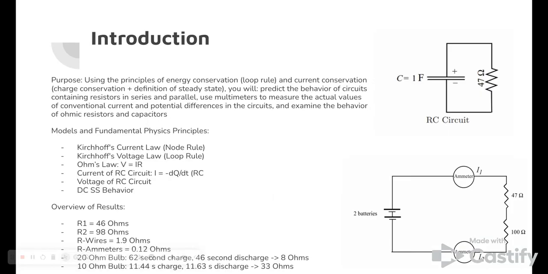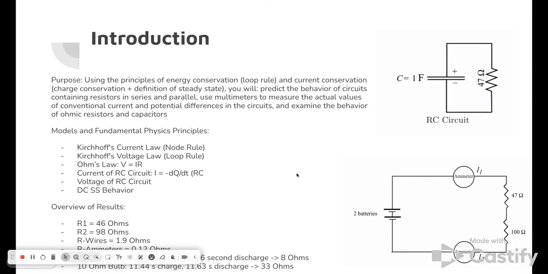So, an introduction. The purpose of this lab was using the principles of energy conservation, like the loop rule and current conservation. We will predict the behavior of circuits containing resistors in series and parallel, use multimeters to measure the actual values of conventional current and potential differences in the circuits, and examine the behavior of ohmic resistors and capacitors. As you can see here, here are some fundamental principles used.